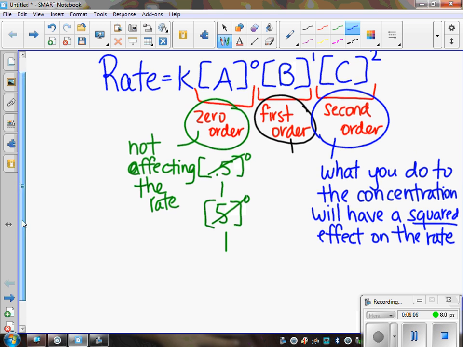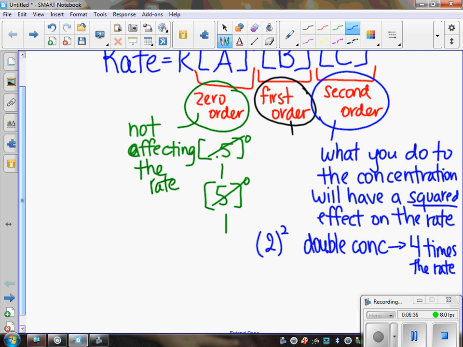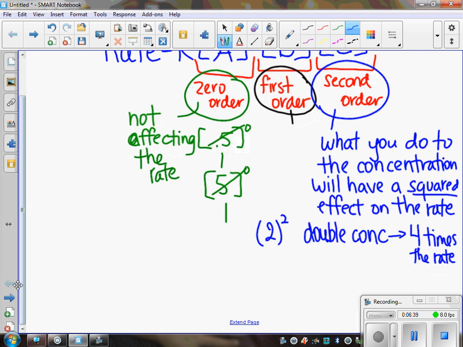Okay, so let's look at some examples of that. Let's say I had one reaction with C. I used a certain concentration of C. I then doubled that concentration. Doubling, of course, means times 2, right? 2 squared is 4. So the rate will go to 4 times what it was before. Again, doubling is like multiplying by 2, and 2 squared is 4.